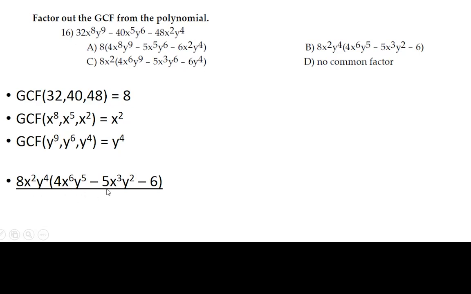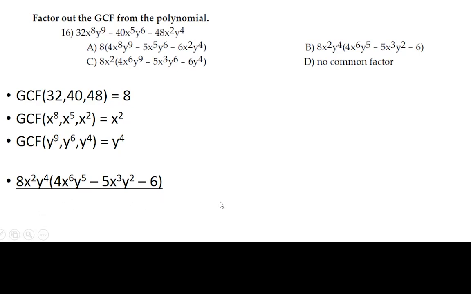And then 8 times negative 5 gives us negative 40. X squared times x cubed gives us x to the 5th. 2 plus 3 is 5. Y to the 4th times y squared gives us y to the 6th. 4 plus 2 is 6. And then finally, 8 times negative 6 would give us the negative 48. And then x squared y to the 4th is all we've got. So there wouldn't be any more x's or any more y's in that third term.